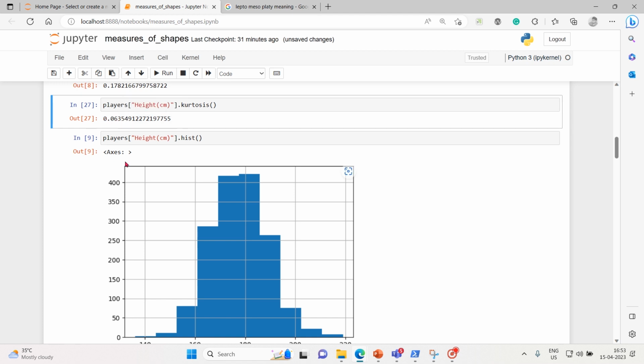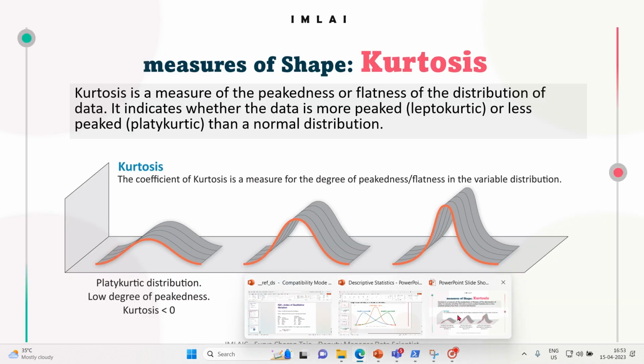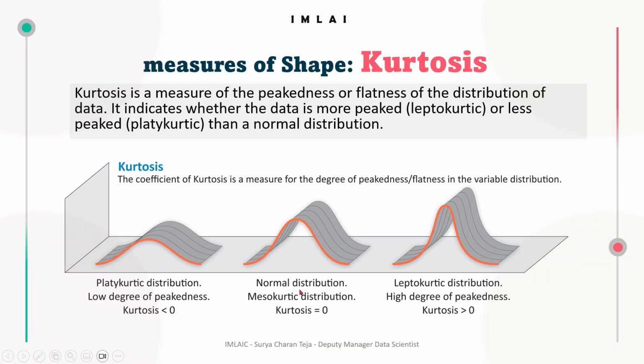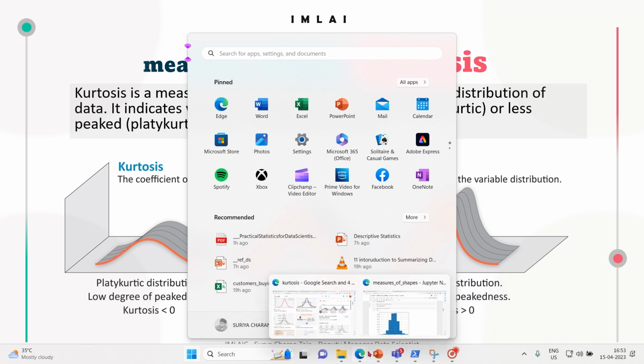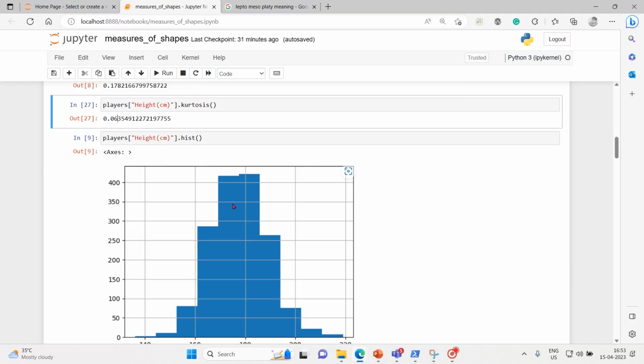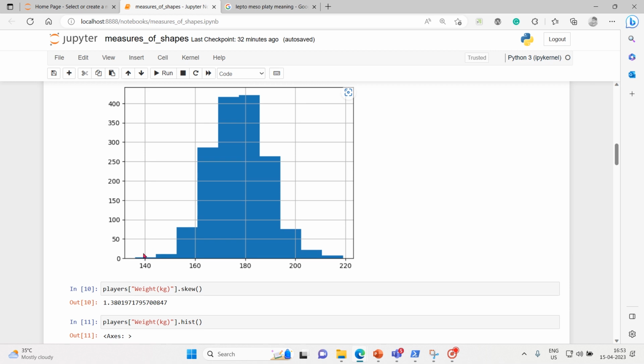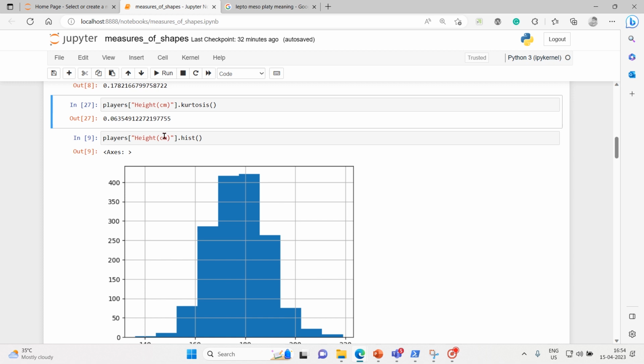So the peakedness of the curve and the thickness of the tail are closer to the mesokurtic distribution. What do we call that? Mesokurtic distribution. And you can see that it's very close to the normal distribution. That's how the soccer players' heights were distributed. It's mesokurtic, and the kurtosis value is 0.065.